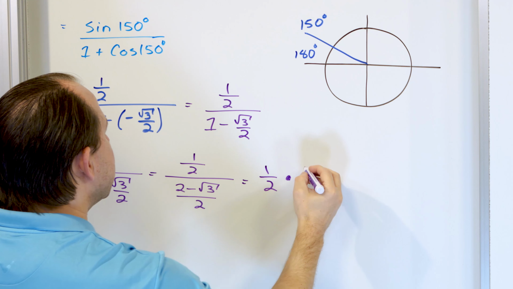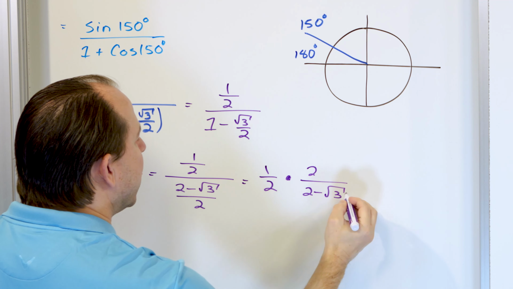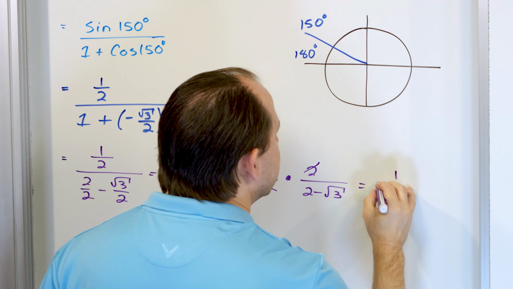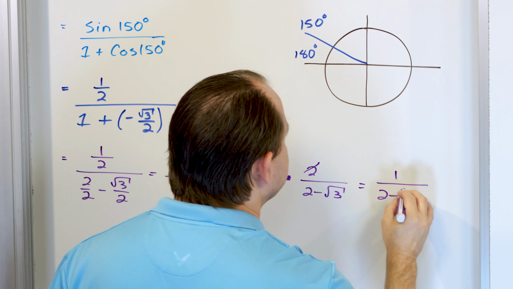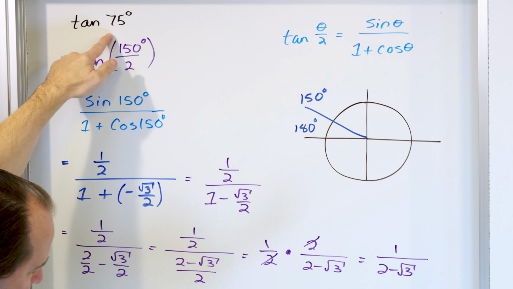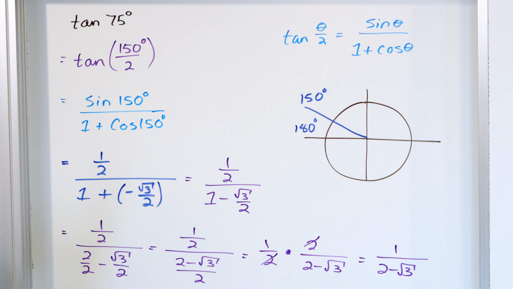So it's going to be a 2 on the top and a 2 minus the square root of 3 on the bottom. Now the 2's cancel, and so what you're going to have is 1 divided by 2 minus square root of 3. Now this actually is the answer. When you go to a calculator, let me just double check myself here. Yeah, 1 over 2 minus square root of 3, yeah.